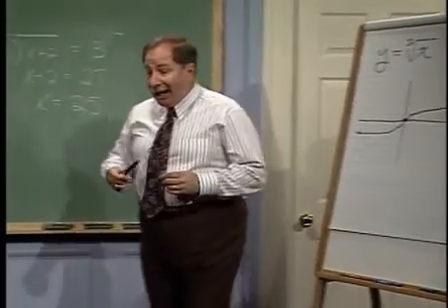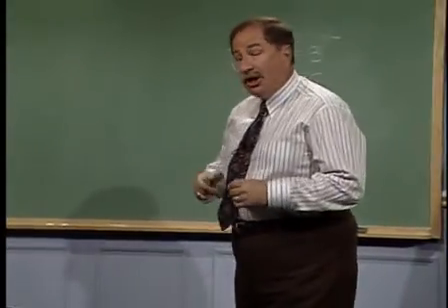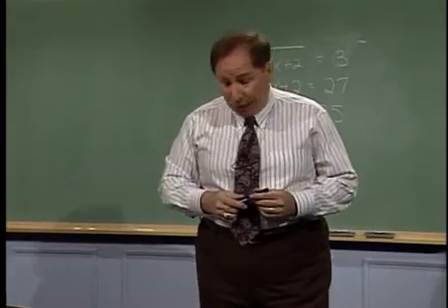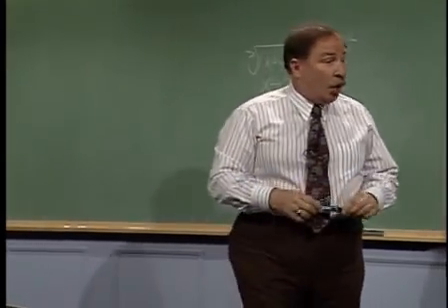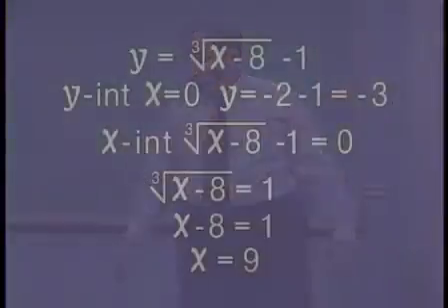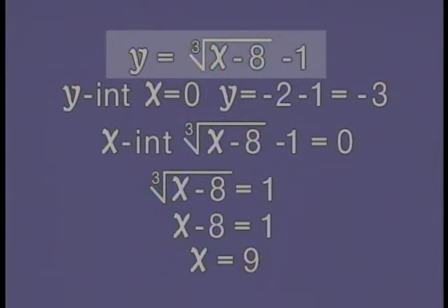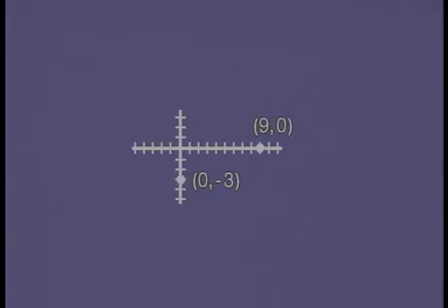All right, let's take a look at a sketch of a cube root function. The next visual shows us y equals the cube root of x minus 8, minus 1. And on the screen you can see the y-intercept and the x-intercept are obtained. The y-intercept is 0, negative 3, the x-intercept is 9, 0. We've plotted the points on the next visual, 9, 0, and 0, negative 3.